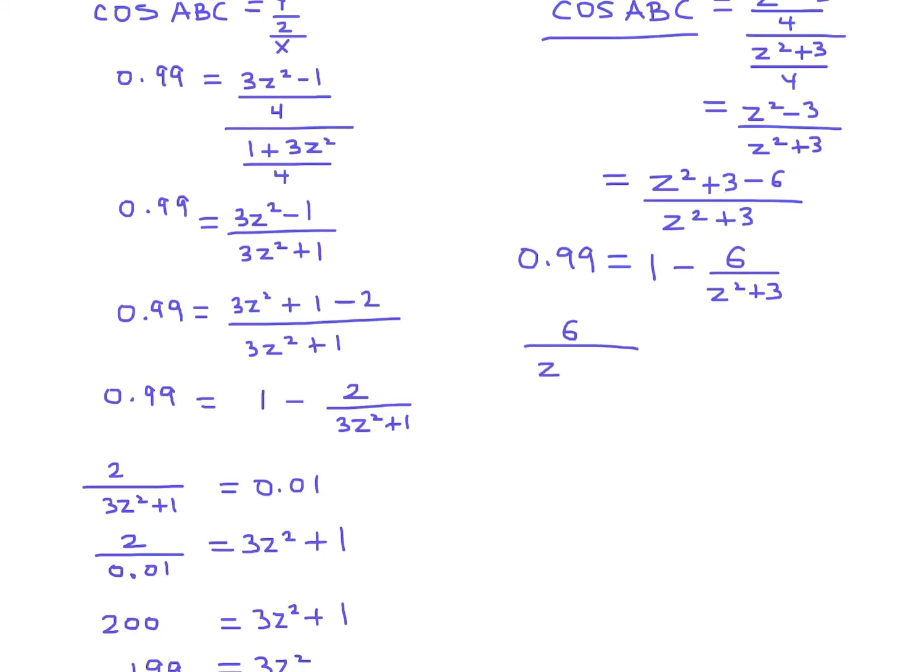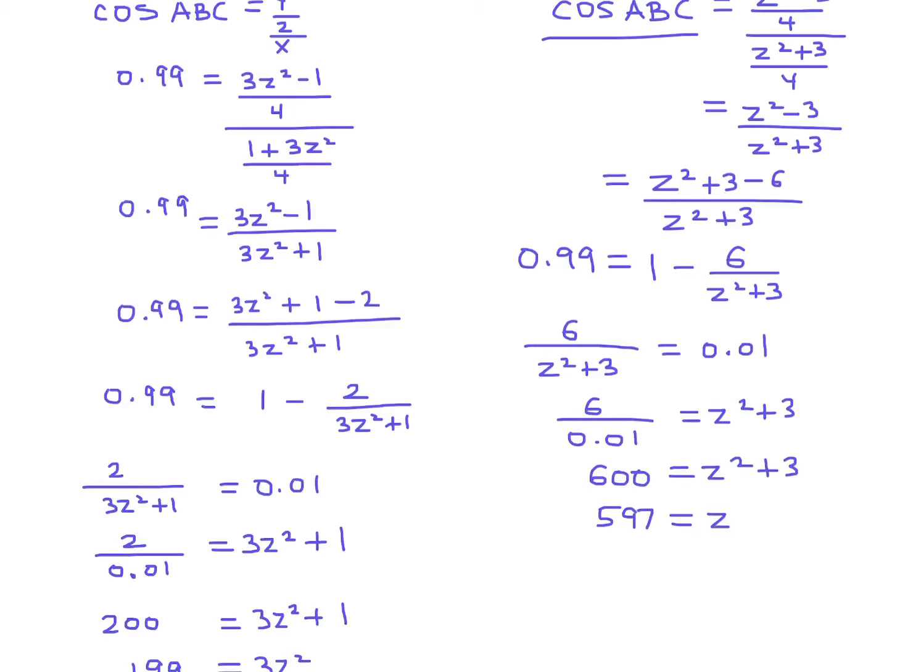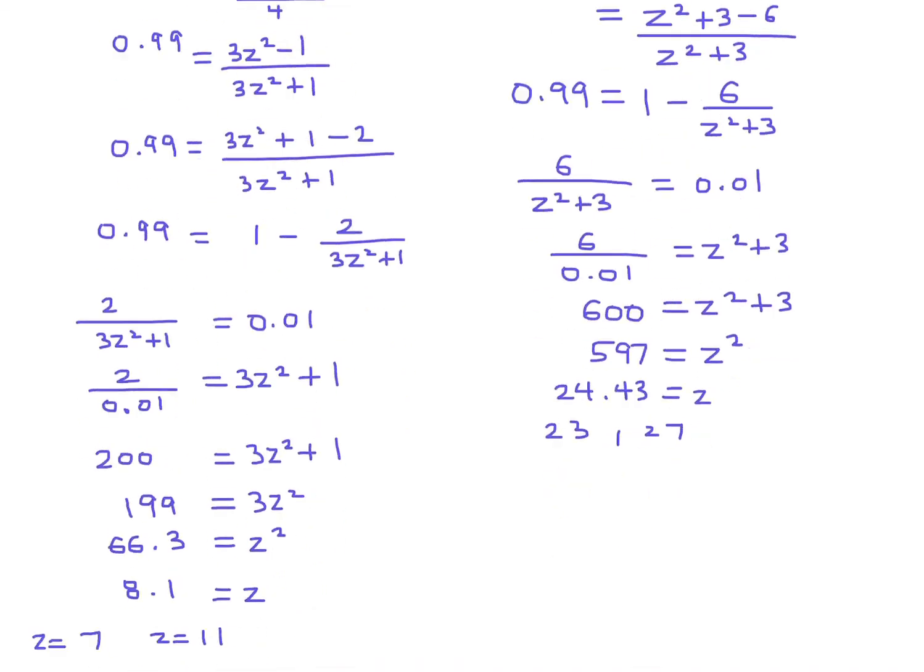Put that on the other side, the z squared plus 3, and then this becomes 0.01. 6 over 0.01 is equal to z squared plus 3. This becomes 600, z squared plus 3. And we are almost there. 597 is equal to z squared, and therefore z, if you take the square root of this, is approximately 24.43. Again, we don't get an integer, and we don't even get close to an integer or even a prime number, but we have to choose the prime numbers that are in the vicinity. And in this case, it looks like 23 and 27 would be the closest primes.